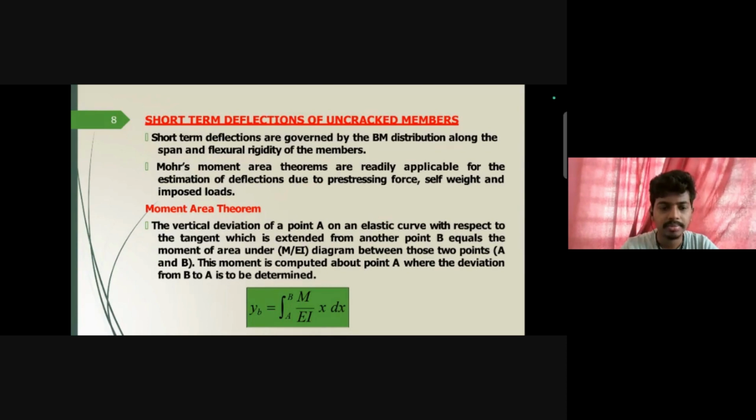By theorem 1, we get that YB is equal to the integration from A to B of M by EI into X into dx. We got this from the moment of area under the M by EI diagram between the points A to B, and we'll go to the next theorem.